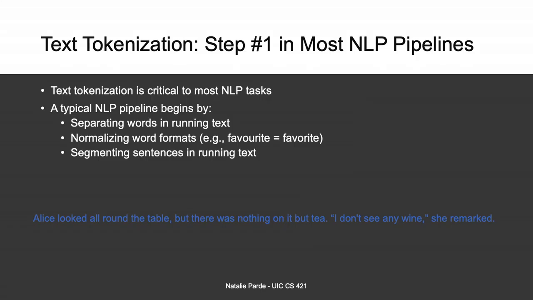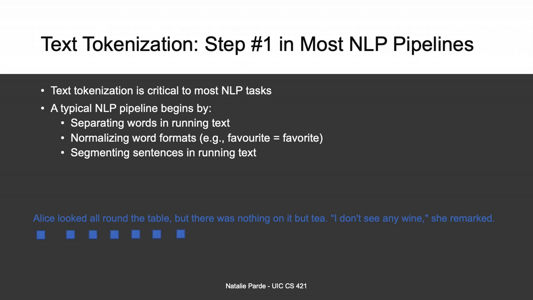Text tokenization is a critical first step for most natural language processing tasks. Typically, when processing text, you'll start by running a fairly standard NLP pipeline that includes a tokenizer, as well as usually some other tools like part-of-speech taggers, which we'll learn about later this semester.